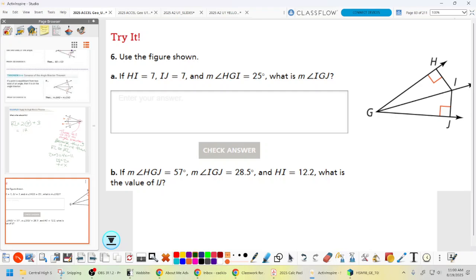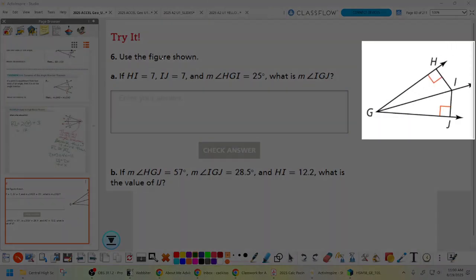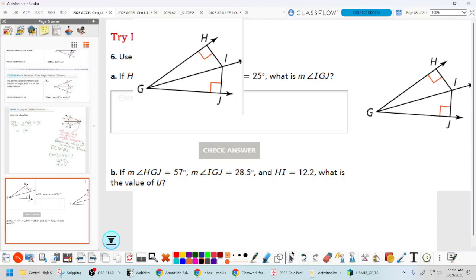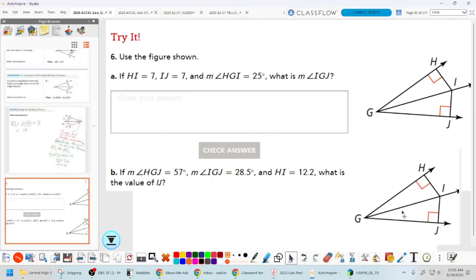Let's do this. I'm gonna grab another one of these pictures so I can write on it twice, that's all. That way we don't have to lose the first one.